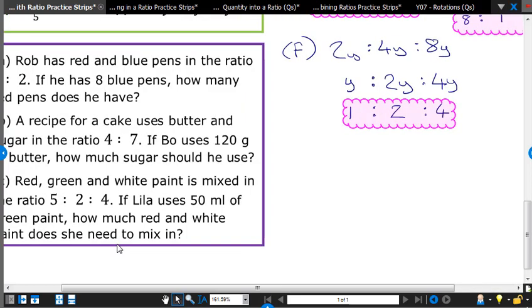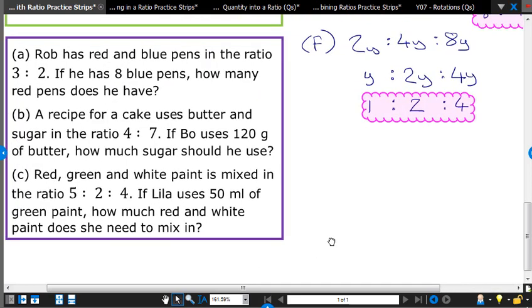Okay, I'll have a look at this. Which one we go for? Let's go for B. Or what? Okay, let's just go for C. Go for the harder one. C. So we have red, green, and white paint. So I'm just going for R, G, and W. Red, green, white. The ratios are 5, 2, and 4. We're told this. Lila uses 50 ml of green paint. So we know the green is 50. How much red and white should she mix in?